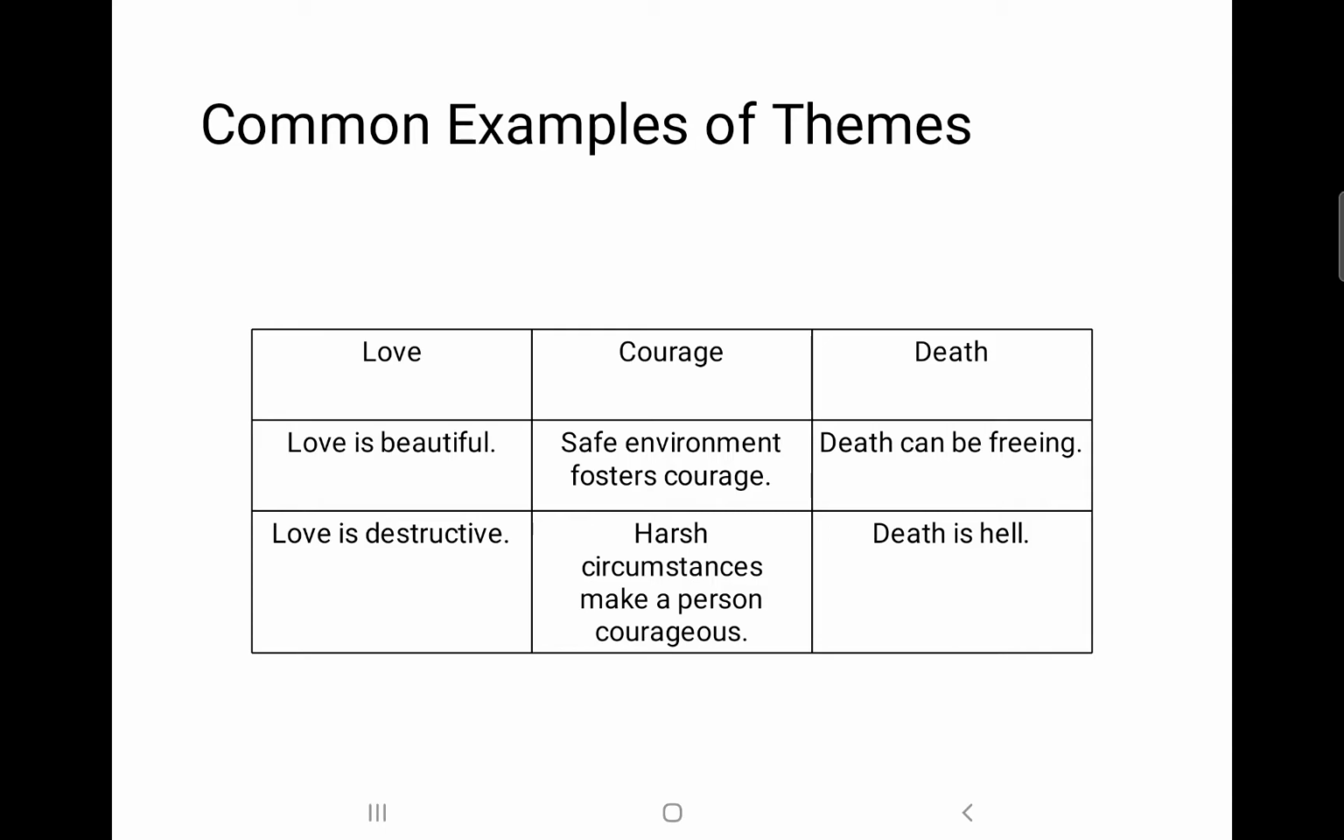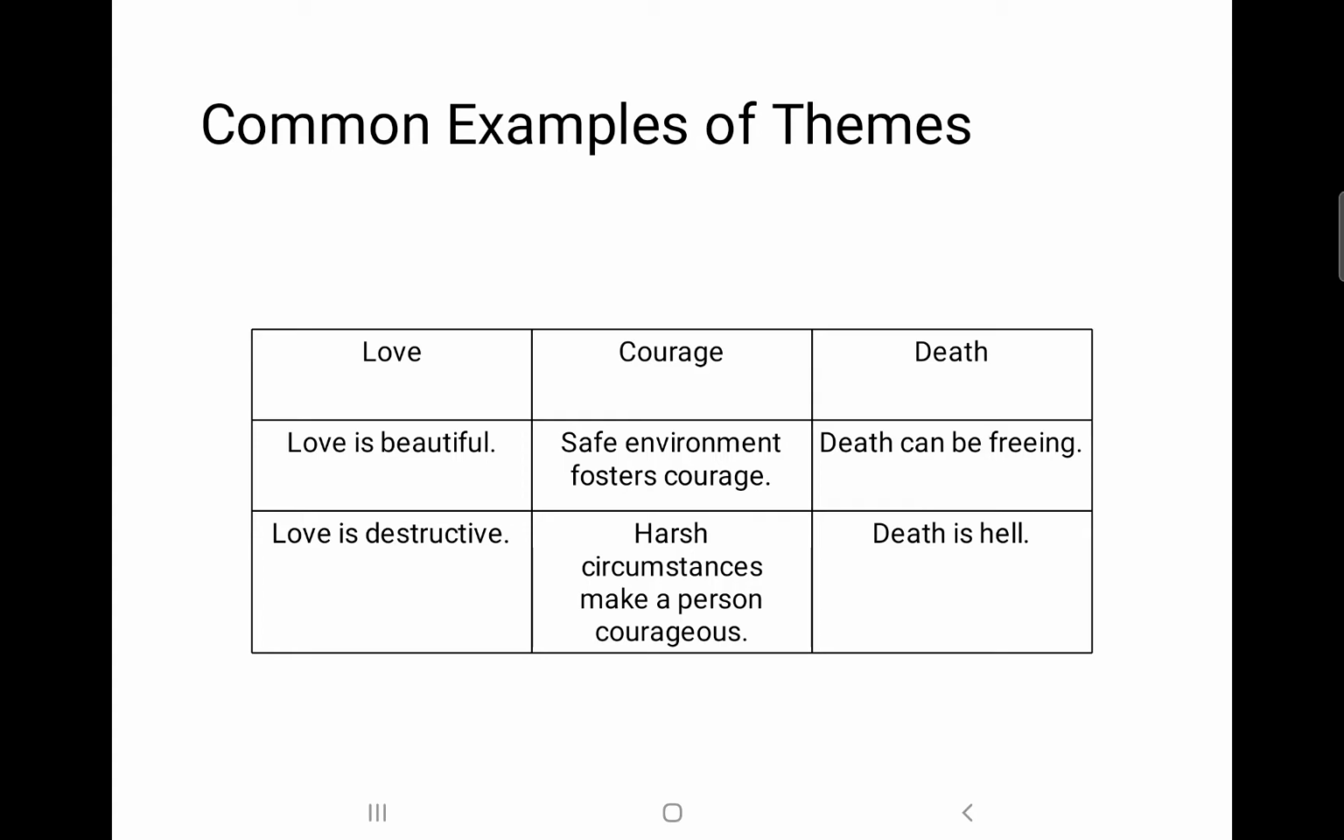So it is imperative that you identify and pinpoint the specific stand regarding the general notion, regarding the abstract notion. What kind of love is being presented in a work of fiction? Is it love that is beautiful or love that is destructive? Identify that.